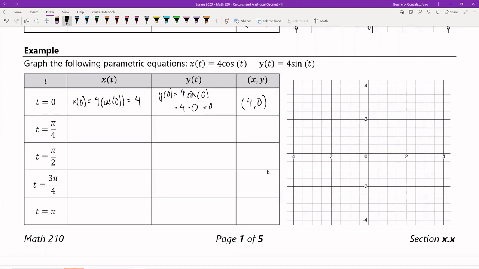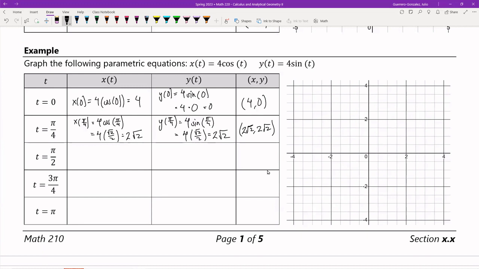Okay, let's go ahead and do t equal pi over 4. So x of pi over 4 is 4 cosine of pi over 4, right? And if you guys remember, the cosine of pi over 4 is root 2 over 2, so 4 times root 2 over 2 reduces to 2 root 2. Y of pi over 4 is 4, and not cosine, sine, of pi over 4, right? Same thing, 4 times root 2 over 2, and this is 2 root 2. So my point here is 2 root 2, 2 root 2.